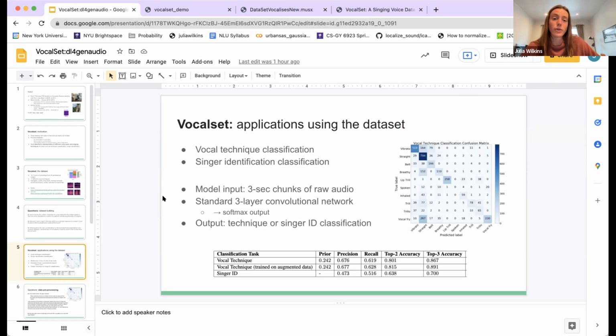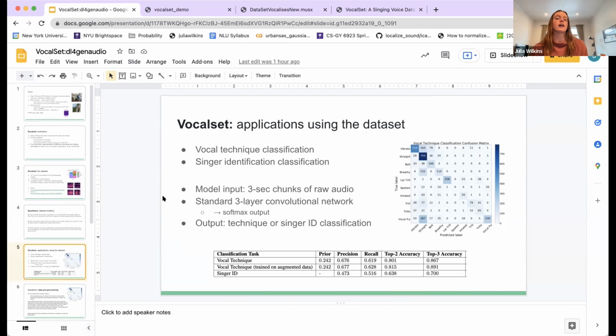So we focused on vocal technique classification, distinguishing between vibrato, straight, belting, breathy, and so on, and also singer identification. We had 20 singers, and can we design a model that can distinguish which singer is singing the input example.